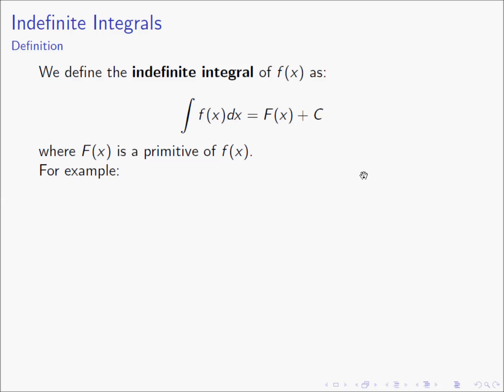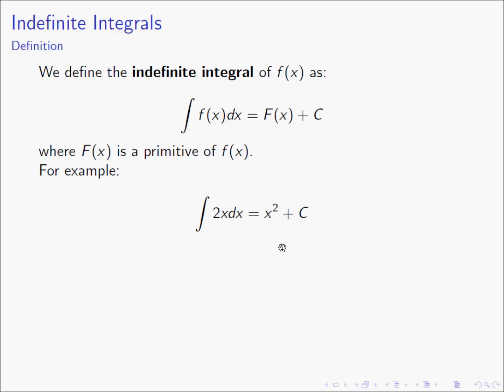And let's see an example of this. We already found an indefinite integral. We know that the indefinite integral of 2x dx is x squared plus c. Why? Because the derivative of x squared equals 2x. Or in other words, x squared is a primitive of 2x.